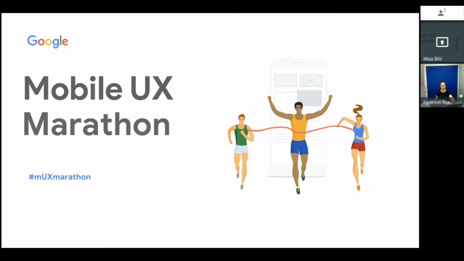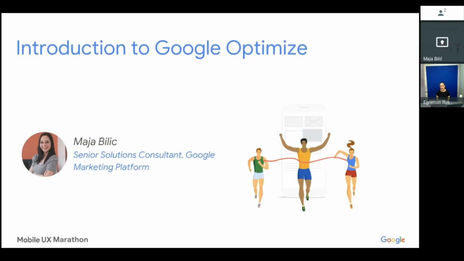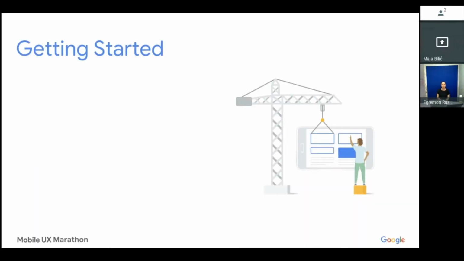Before we begin, I'd like to introduce myself. My name is Maja. I work in Google London, and I'm Senior Solution Consultant for the Google Marketing Platform. What that means is I help our clients get the most out of their Google Analytics and get the best out of their website by using Google Optimize as their testing platform. Today, I will be talking you through how to get started with Google Optimize.